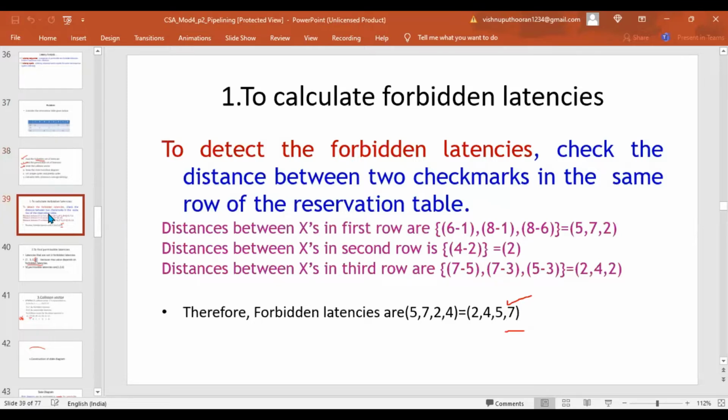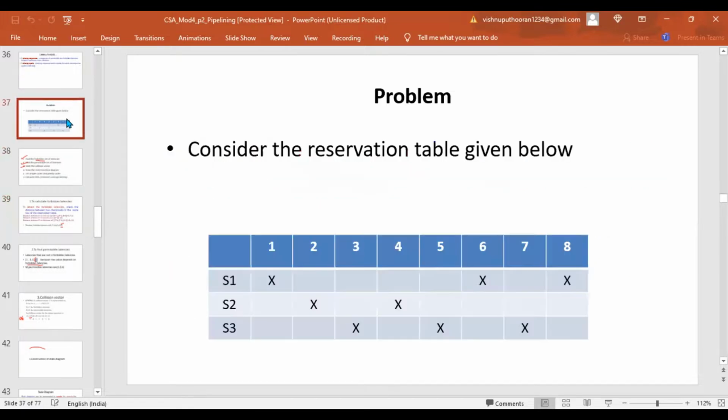In order to find the forbidden latencies, check the distance between two check marks in the same row of the reservation table. Consider the reservation table, which consists of stage 1, stage 2, and stage 3. To find the forbidden latency of stage 1, we need to find the difference between the check marks. Here the check marks are present in clock cycles 1, 6, and 8. So the forbidden latencies are 8 minus 1, which is 7, 6 minus 1, which is 5, and 8 minus 6, which is 2.